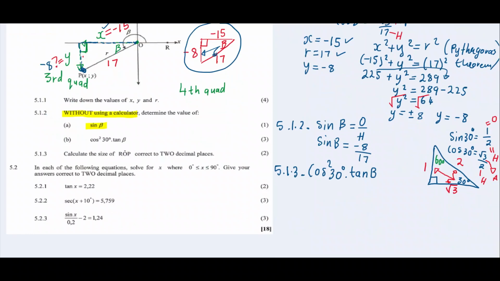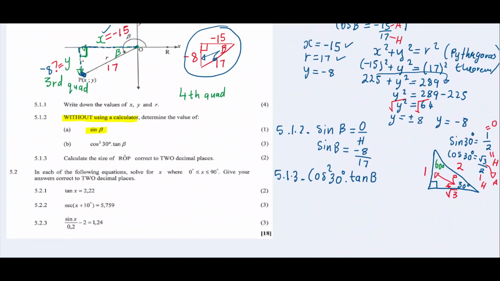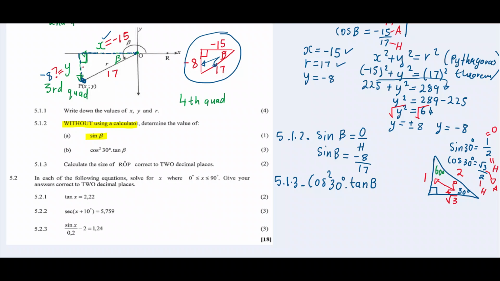So in this question, if you might have recalled that the cos of 30 degrees, because the instruction said without using a calculator, if maybe you have recalled the trig ratio, you would have looked at the cos 30 as √3 over 2, and you square that. So the special angles' trig ratios can be evaluated from the special triangles, right?